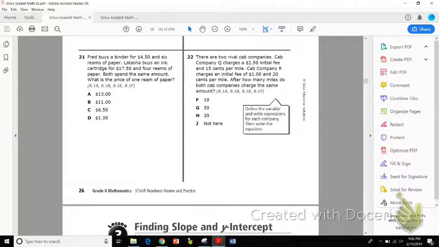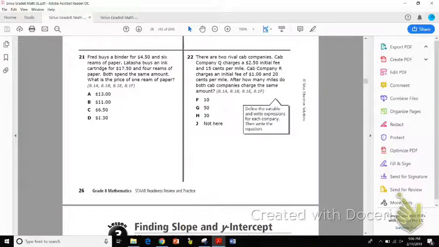Alrighty, kiddos. So, on number 21, they're telling us that Fred buys a binder for $4.50 and 6 reams of paper. Latasha buys an ink cartridge for $17.50 and 4 reams of paper. Both spend the same amount of money. What is the price of 1 ream of paper?